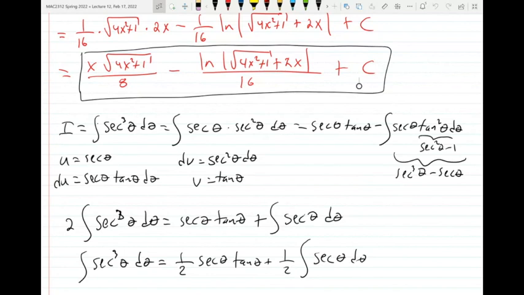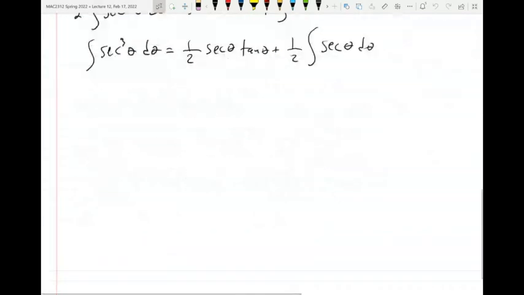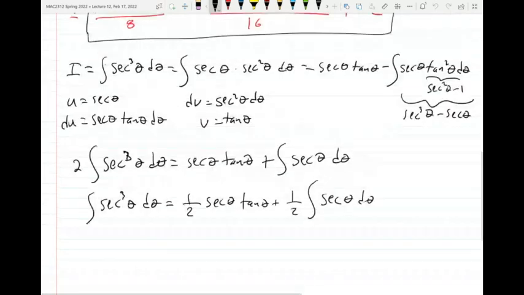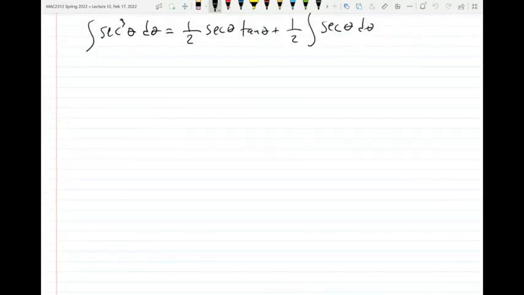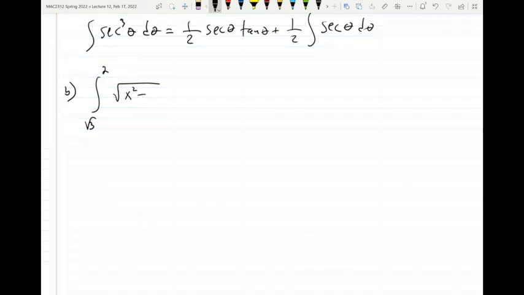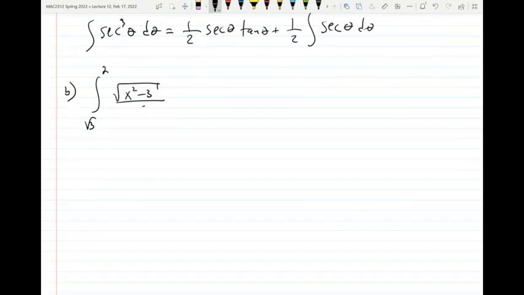Okay, so let's do one with limits of integration. Let's do one with limits of integration. Let's see, I call this one A. So let's do B. The integral from square root of 3 to 2 of square root of x squared minus 3 over x.